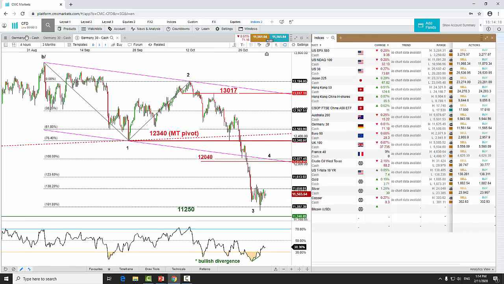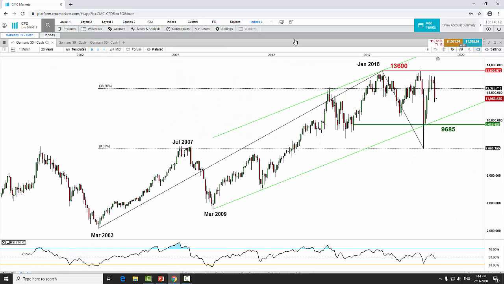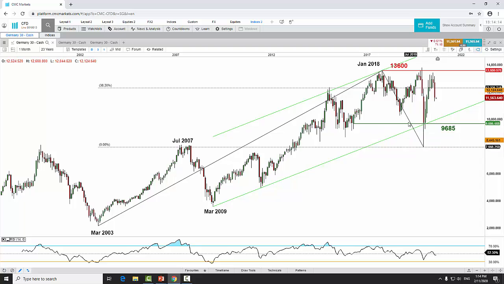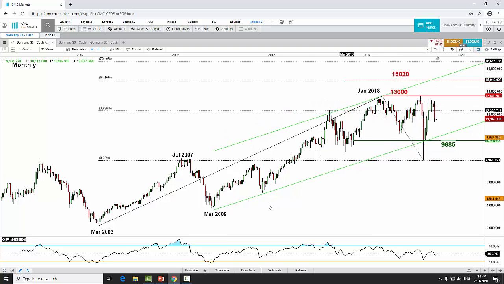Okay, so before I go into the strategy chart on the German 30 index, let's take a look at the longer term picture first. From a longer term picture, we can see that it's still trading within this long-term ascending channel, in place since the March 2009 low. The recent sell-off managed to find support at this key long-term ascending channel at 9,685.